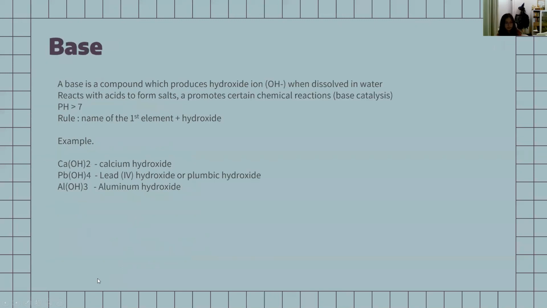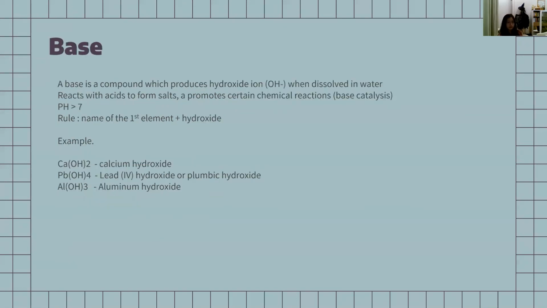Okay. Now going on to base. A base is a compound which produces hydroxide ion or OH minus when dissolved in water, and it reacts with acids to form salts. It promotes certain chemical reactions as a base catalyst, and the pH of a base is above 7. So the rule of naming a base is only name of the first element plus hydroxide.